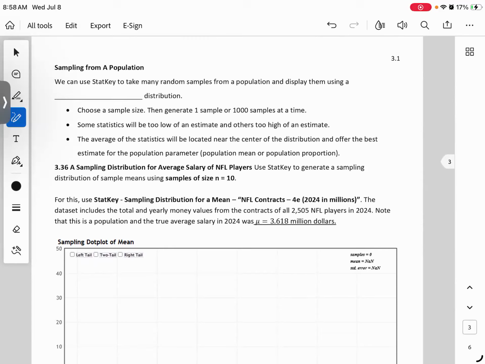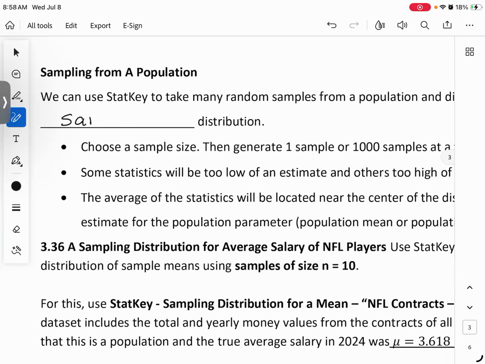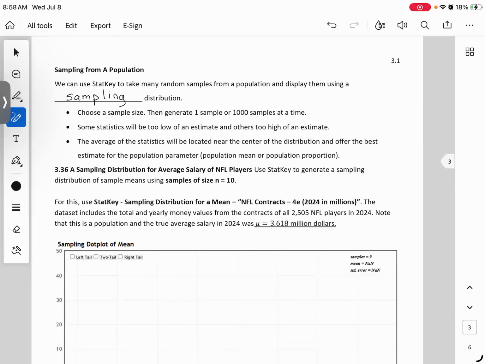Now, the other big thing that we're going to do in this lecture is introduce sampling distributions. So a sampling distribution is going to be a dot plot, but each dot is not going to be just one person. Each dot is going to be its own unique sample that's being pulled from the population.